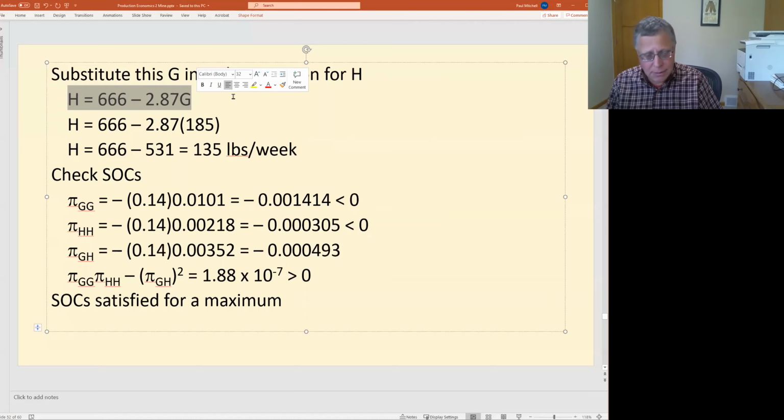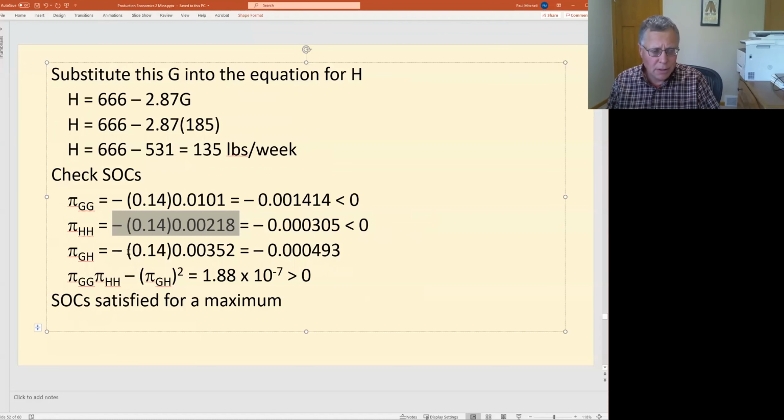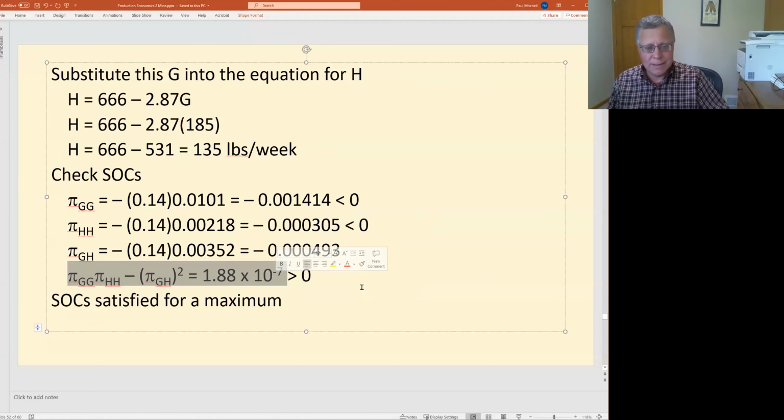Now we check our second order conditions. We know they'll pass. I know the price is here, and that one's negative. This one's the second derivative with respect to H, this really small number, 0.0000305. Here's the cross term, 0.0000493. Then you check here and you get a really small number, 1.88 times 10 to the minus 7th, but it is positive. So we know we have a maximum.